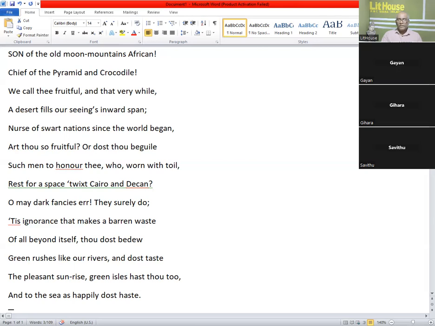This sonnet is addressed to the longest river in the world, the Nile, River Nile. The Nile is situated in and flows through Africa and ends its journey in Egypt.